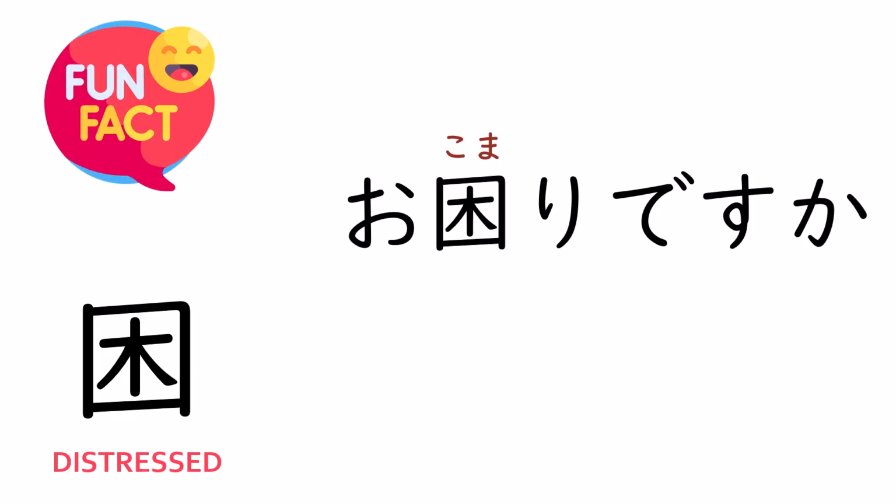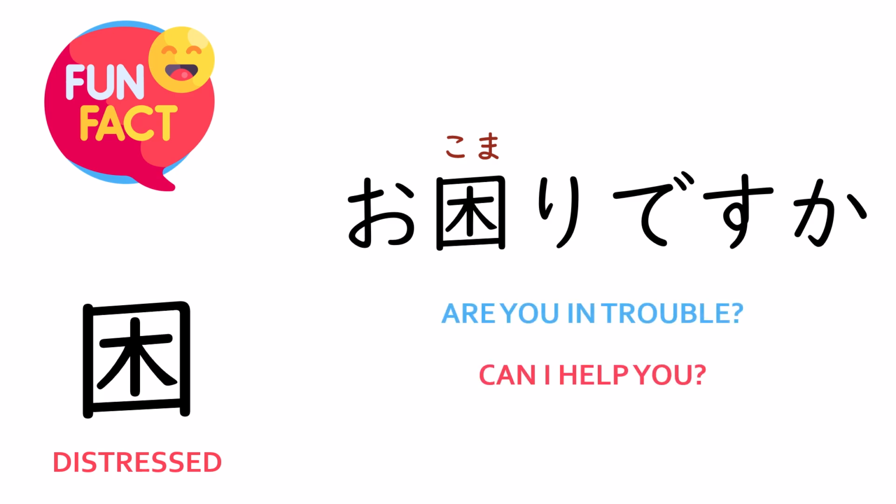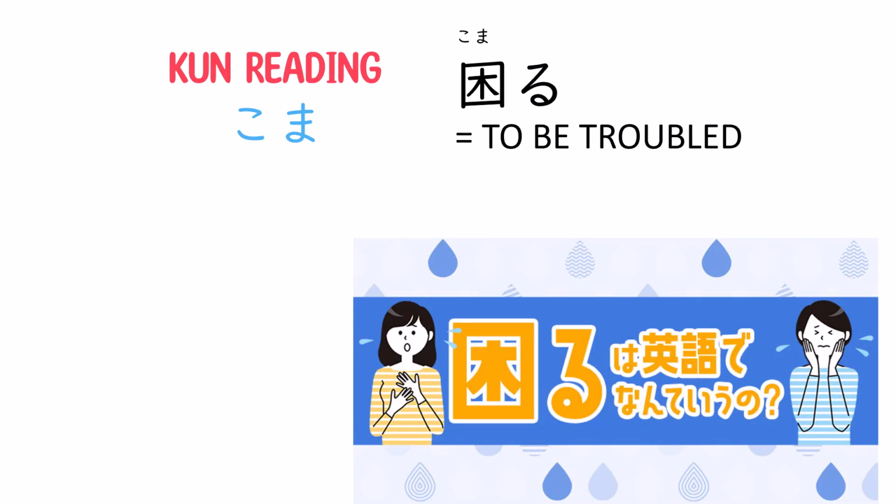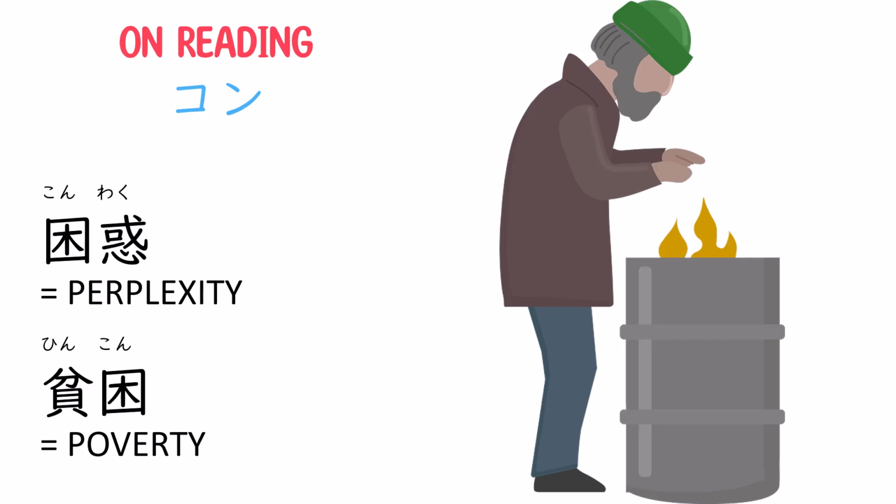With an actual meaning of are you in trouble? But it translates to can I help you? The kun reading is koma. The example is komaru, or to be in trouble. The sentence is komaru wa eigo de nante iu no? How do you say komaru in English? The on reading is kon. The examples are konwaku, or perplexity, and hinkon, or poverty.